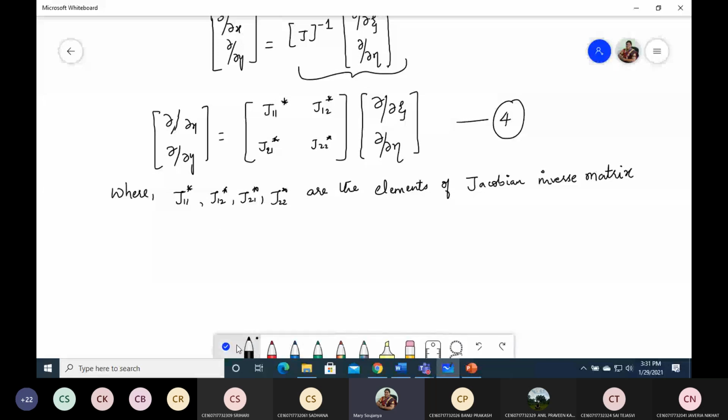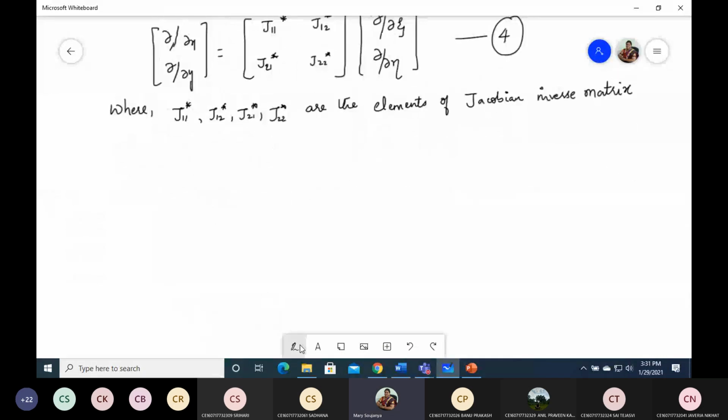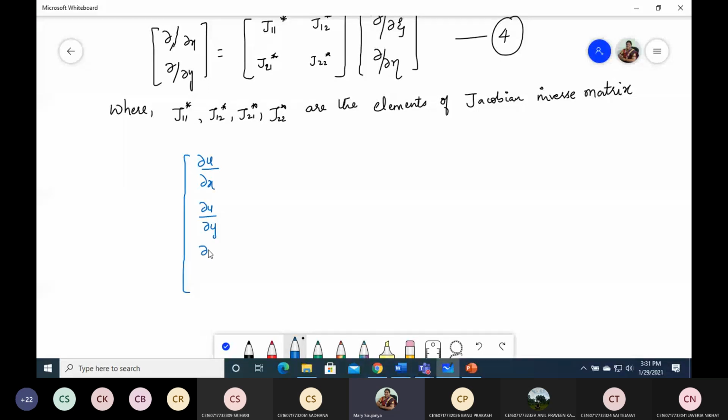Now when we have to find the displacements of the transformed relation, taking equation 4 into account, for this 2D element we need displacements: dou u by dou x, dou u by dou y, dou v by dou x, dou v by dou y. This is the basic unknown.